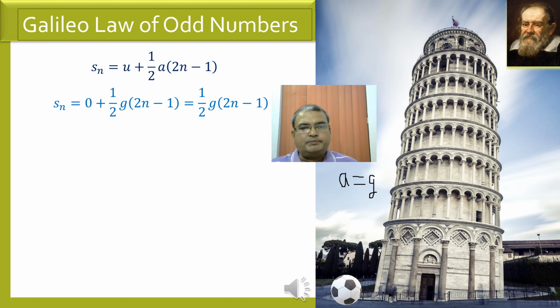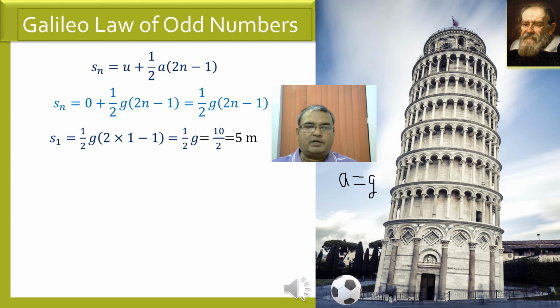Now we are going to calculate the distance traveled by a freely falling object in consecutive seconds. First of all, in the first second. For that, we are going to place n equal to 1. That's why S1 equal to half g (2 times 1 minus 1). It is equal to 2 minus 1, 1. That's why g by 2. g we can take as 10, so 10 by 2 equal to 5 meter. That is, in the first second of the journey, the particle travels 5 meter.